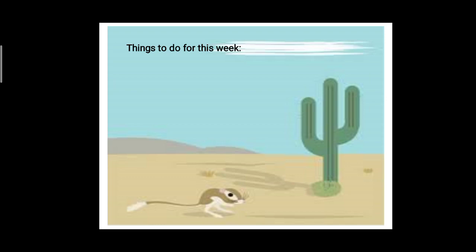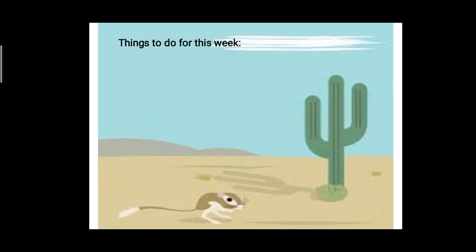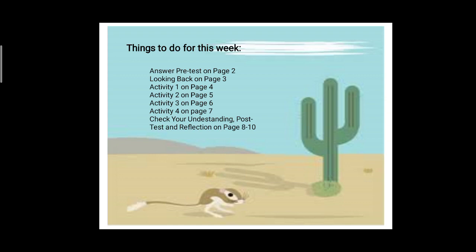Okay, so things to do for this week. Okay, you are going to answer first the pre-test. Okay, you are going to read the question carefully and write the letter of the correct answer in your notebook or in your paper. Okay, so looking back naman on page 3 of your module, you are going to study carefully the picture found on page 3 and you are going to identify the biotic and abiotic components of the ecosystem.